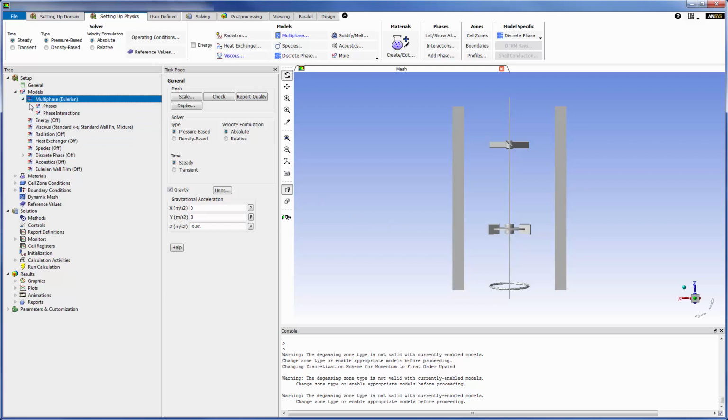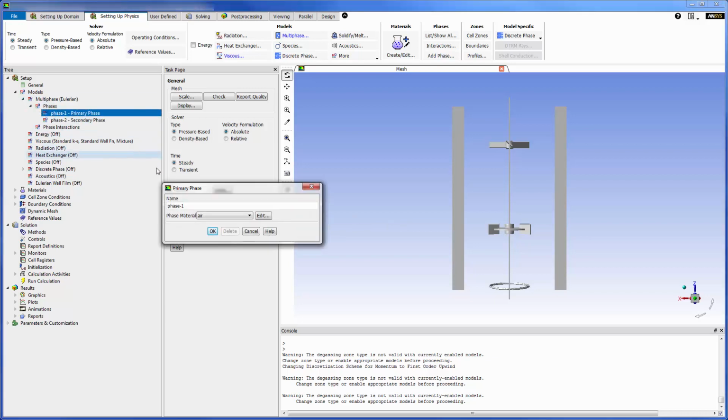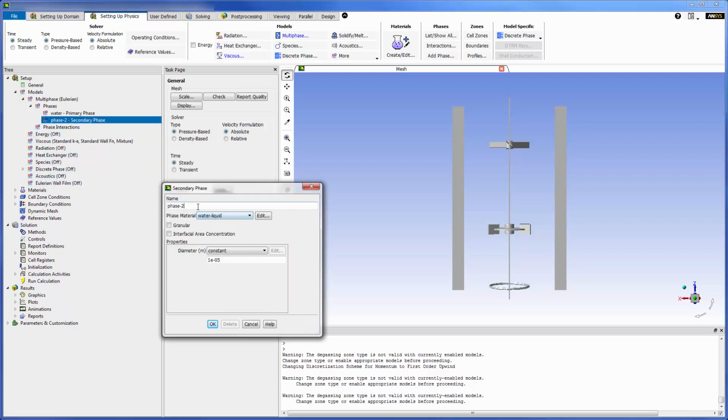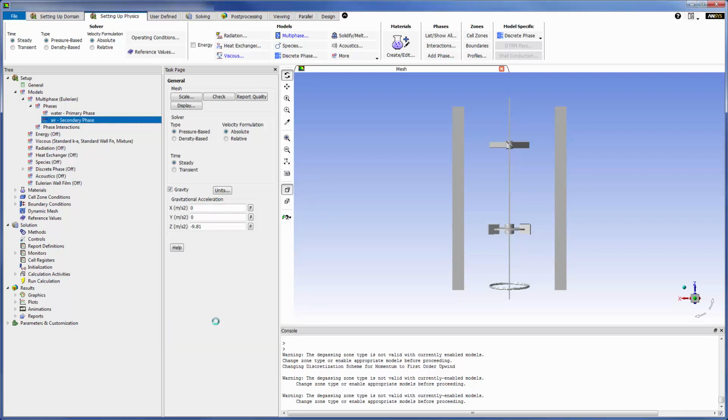Once I activate the Eulerian model, 2 phase descriptions become available in the phases sub-branch. I will describe the primary phase, which is the bulk fluid, as liquid water. The secondary phase is gaseous air. When the air enters the reactor, bubbles are formed. The size of these bubbles, which is related to the size of the inlet holes in the real reactor, is entered here. In this example, the hole diameter is 1 mm, so I will assume a bubble diameter of 1.5 mm.